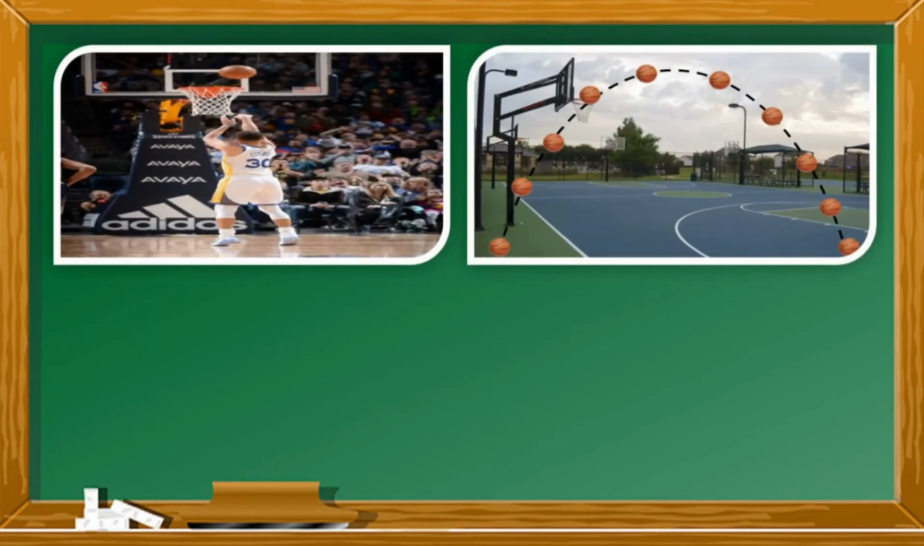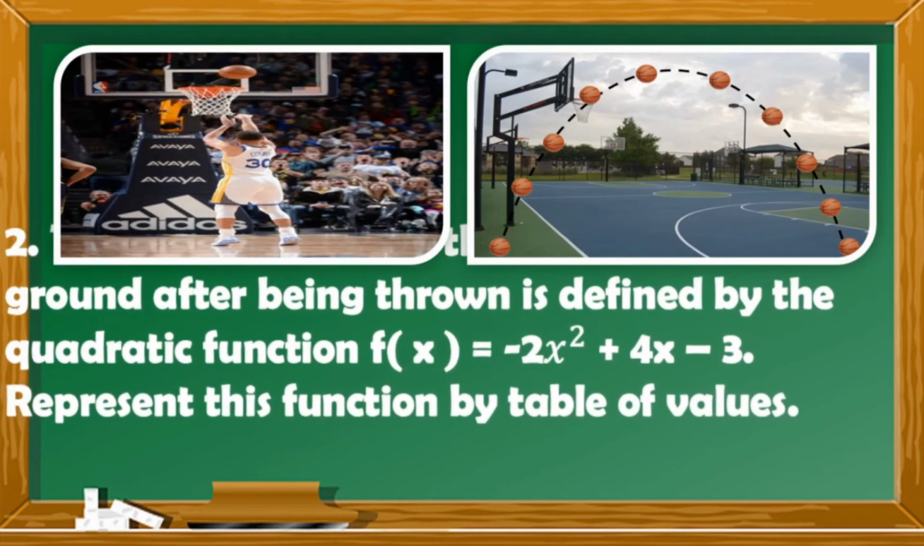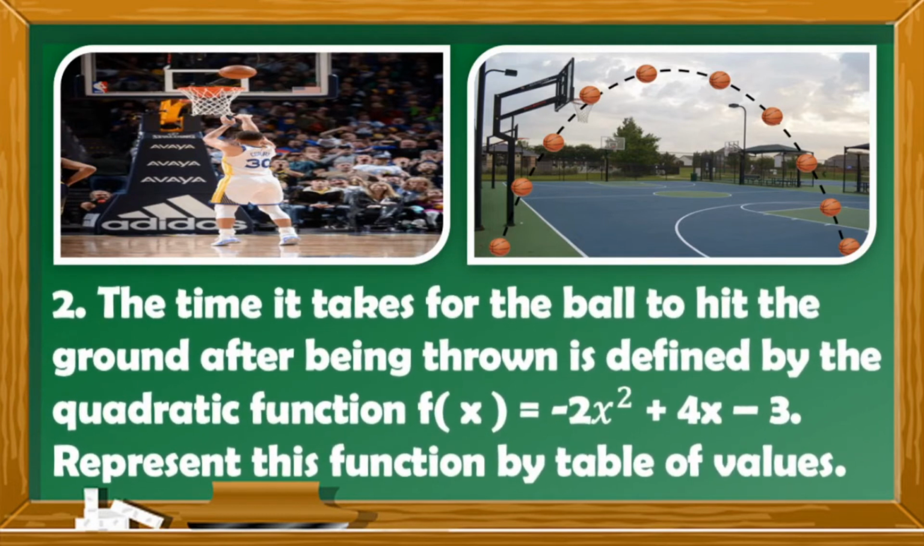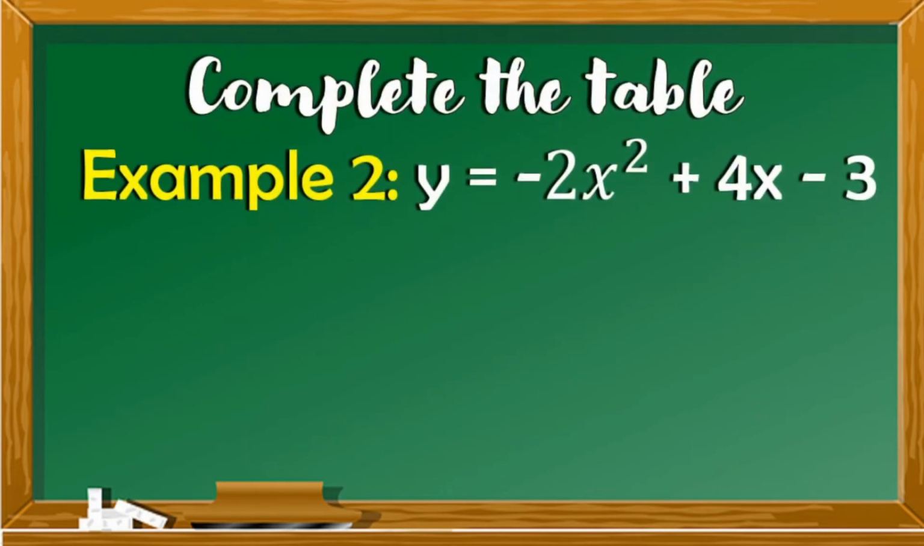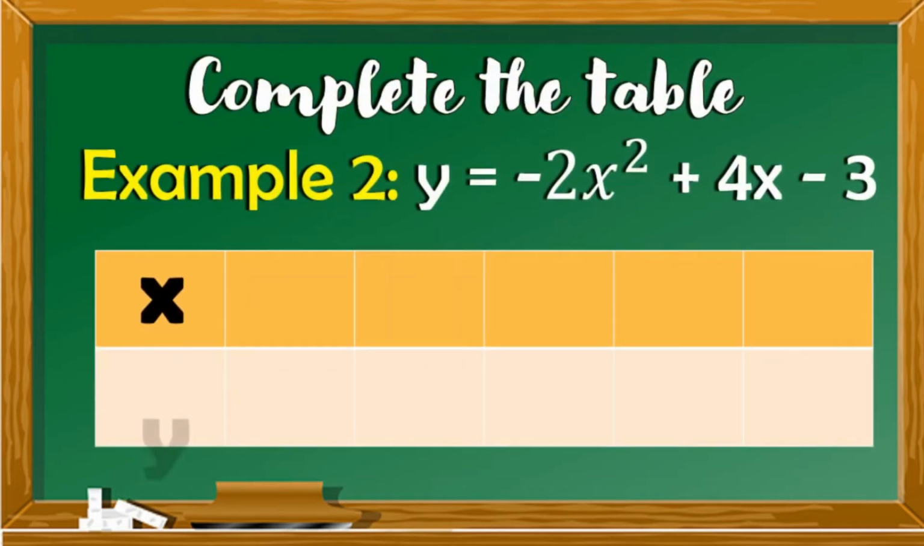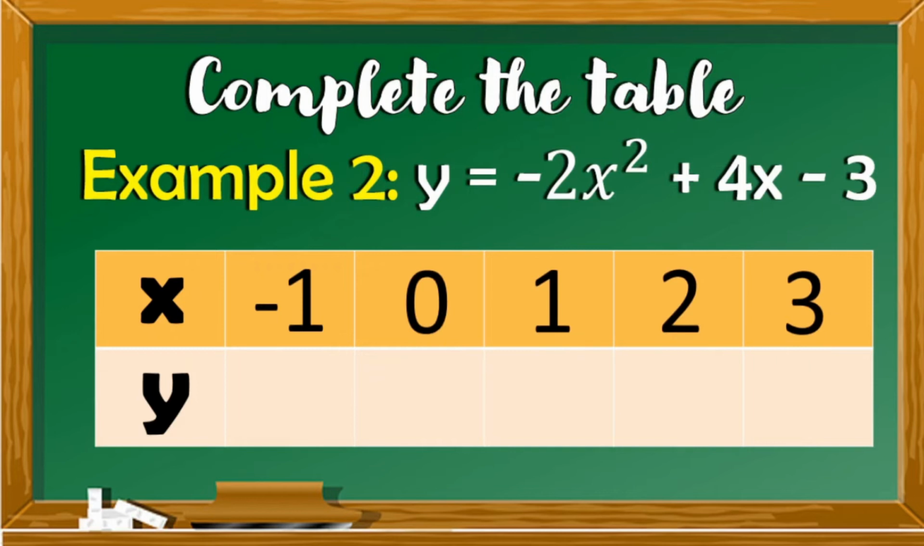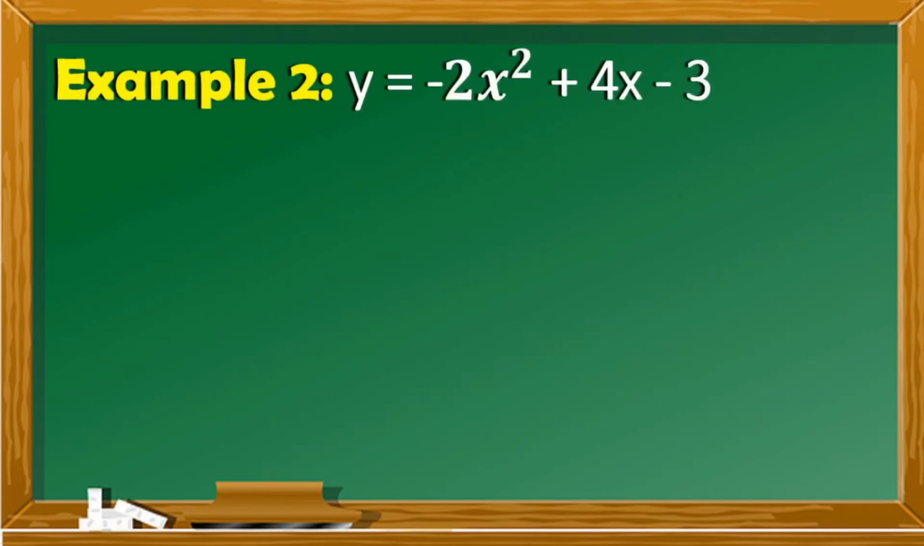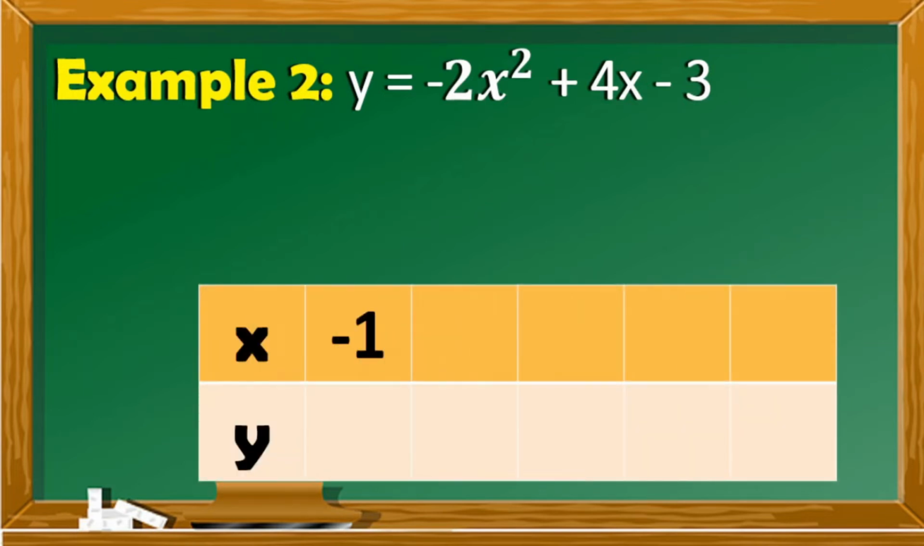Let's have another example. The time it takes for the ball to hit the ground after being thrown is defined by the quadratic function f of x is equal to negative 2x squared plus 4x minus 3. Represent this function by table of values. Like in the first example, we will use the given values of x and solve for y. To get the value of y if x is equal to negative 1, replace all x by negative 1 and simplify.